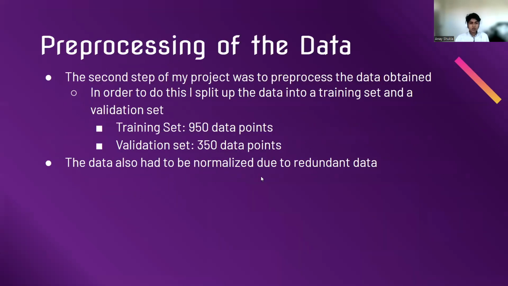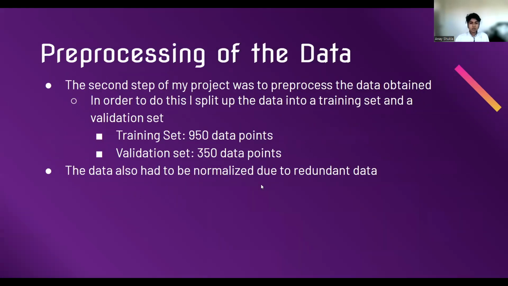The next step is to pre-process the data. In order to do this, the data was split into a training set that had 950 points of data and a validation set that had roughly 350 points of data. Furthermore, the data had to be normalized so that it could be scaled correctly and avoid dominant patterns in stock behavior, which could potentially lead to bias.